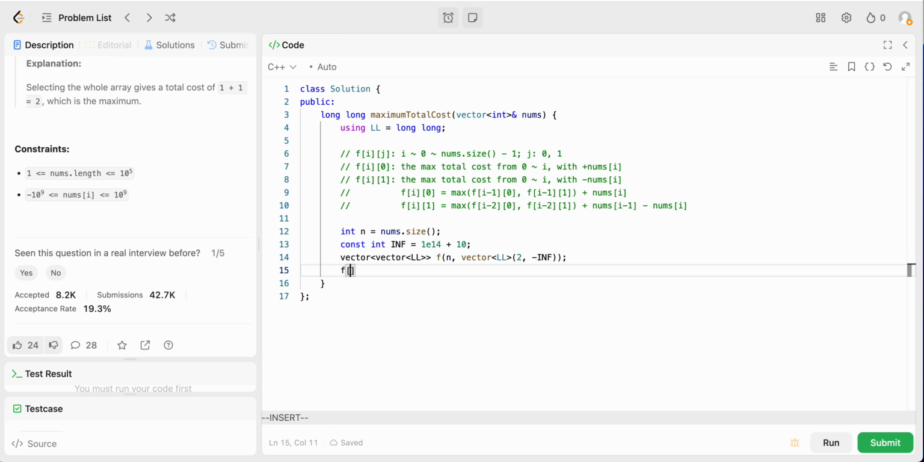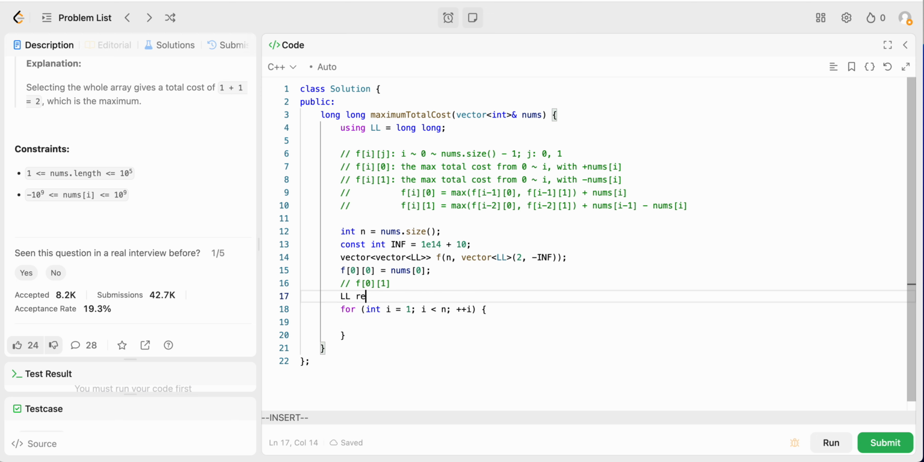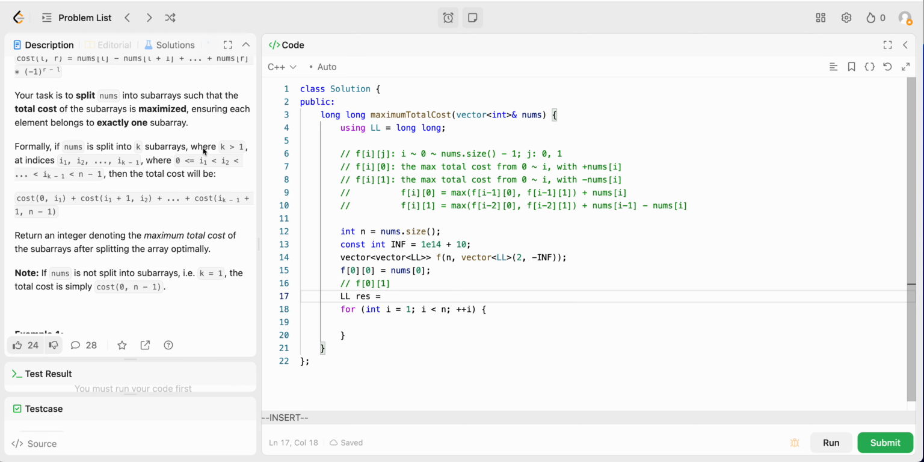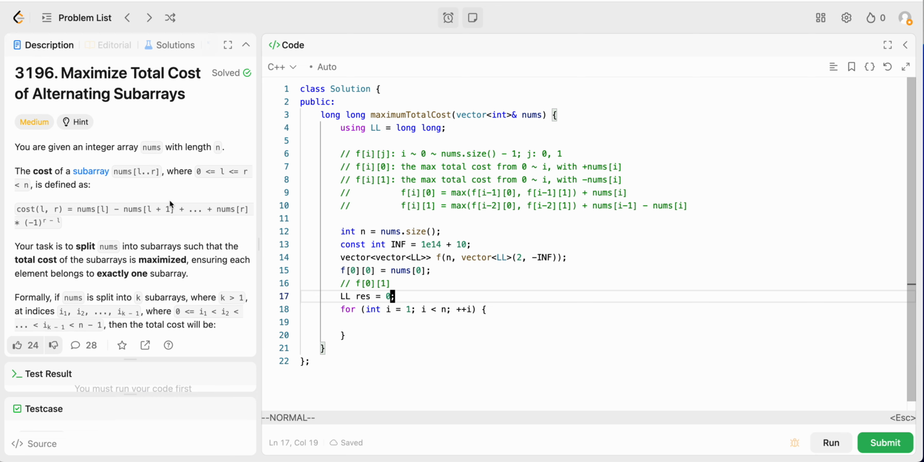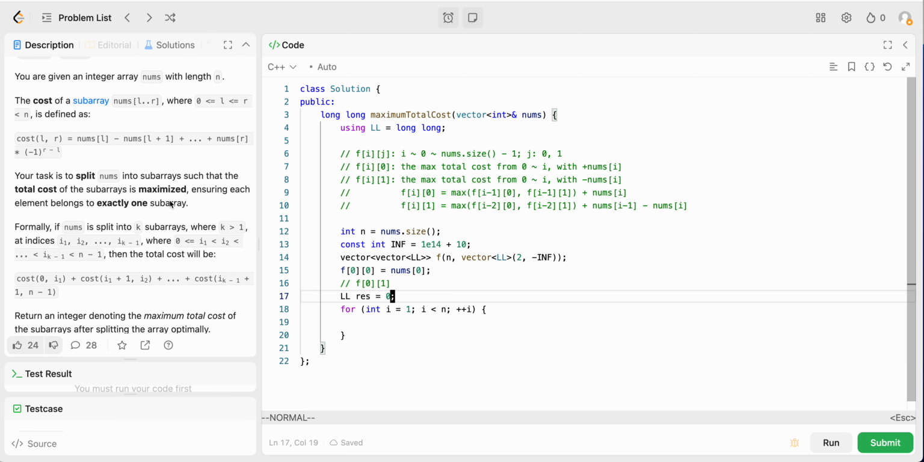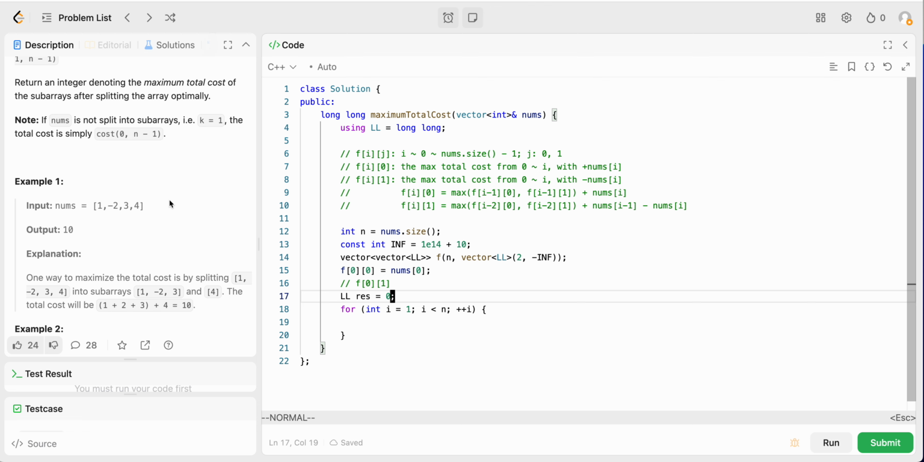How about the boundary condition? f[0][0] is just equal to nums 0. And f[0][1], we don't need to initialize this. So for i equals 1, i less than n. And we need to define a return value. We need the maximum, so the return value starts at 0, because we will have a positive return value.